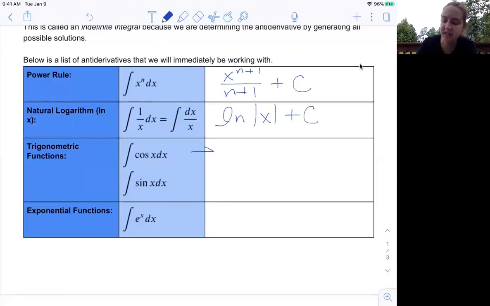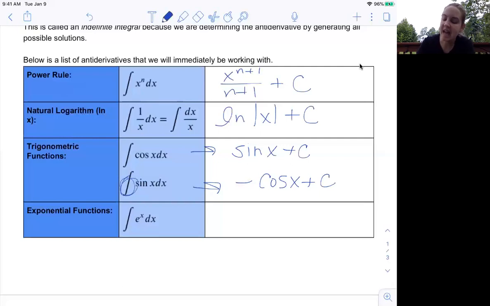We have 2 trig functions. There are really 6 to work with, but these are 2 for example. The antiderivative of cosine of x is sine of x plus c, and the antiderivative of sine is negative cosine of x plus c. And the reason why it's negative is because the derivative of cosine is negative sine, so if I want this to be a positive sine over here, then I need to have a negative for the antiderivative.